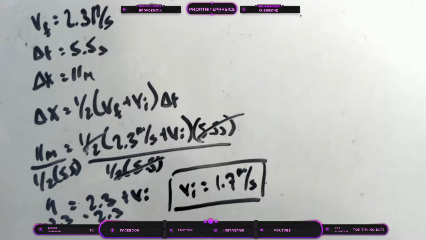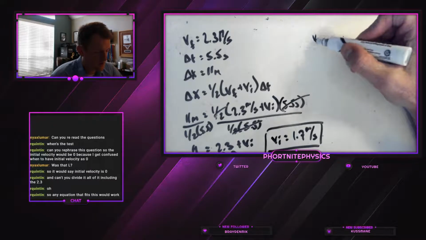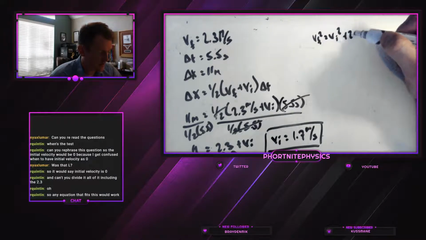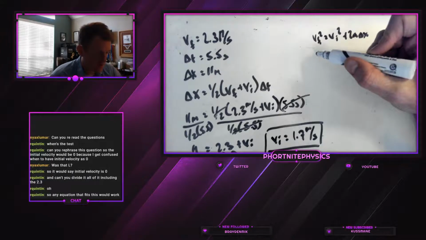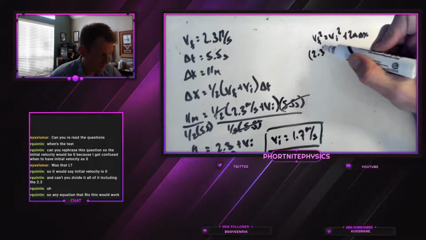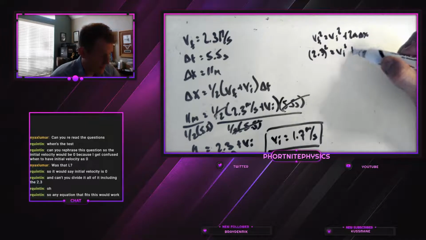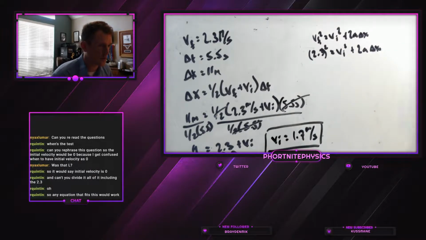My voice still hurts. Any equation that fit this would work. Let's try to do it with one other equation. Vf squared equals Vi squared plus 2a delta x. So Vf is this 2.3 squared equals Vi, which we don't know, plus 2a delta x. We actually don't know enough to use this one at all because we don't know acceleration yet.